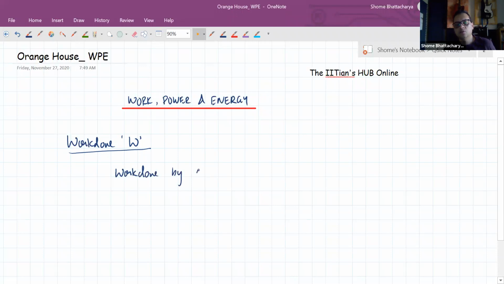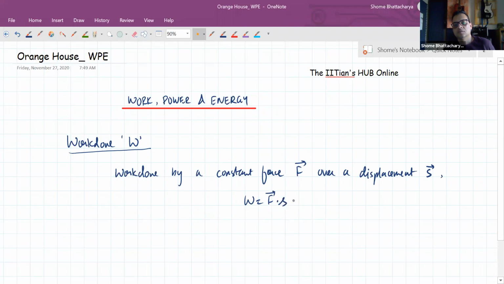Work done by a constant force F over a displacement of S is defined as Fs cos theta.